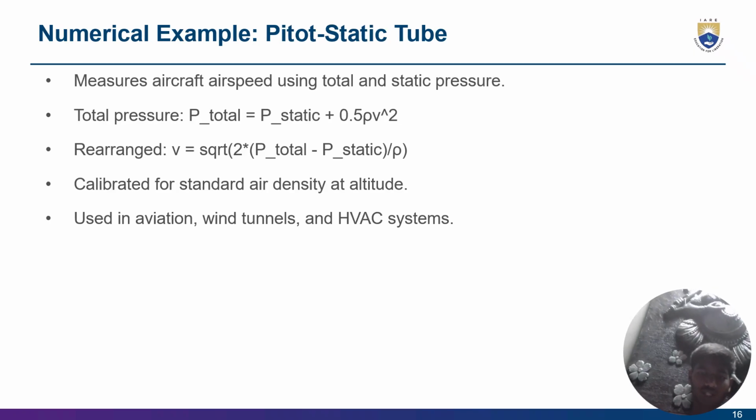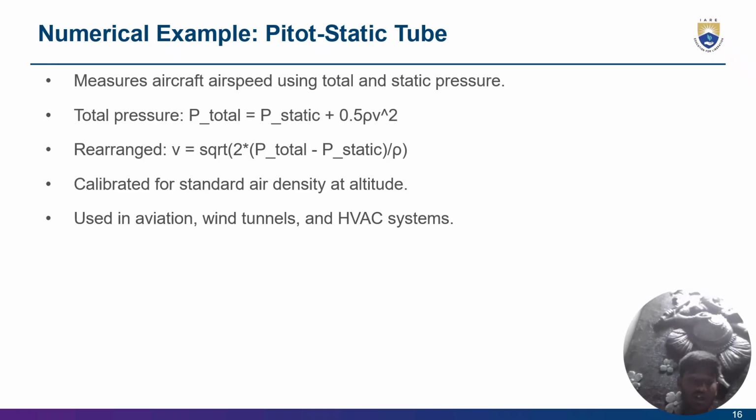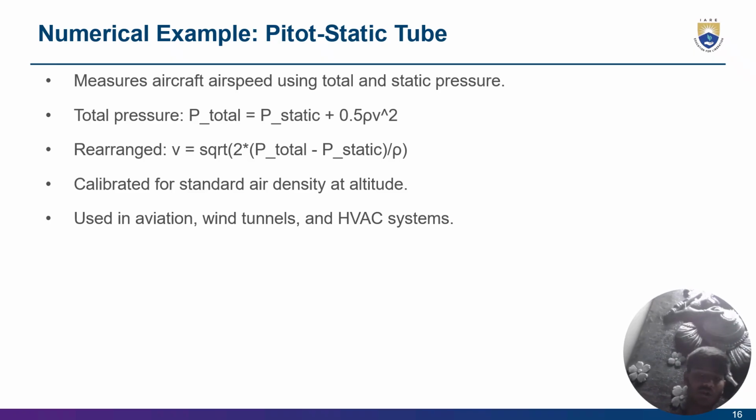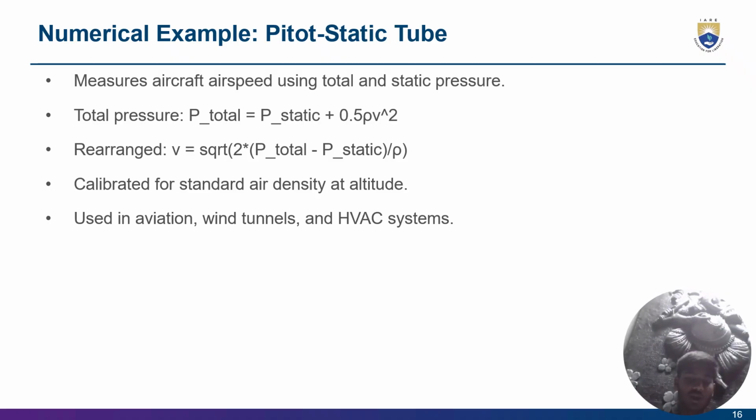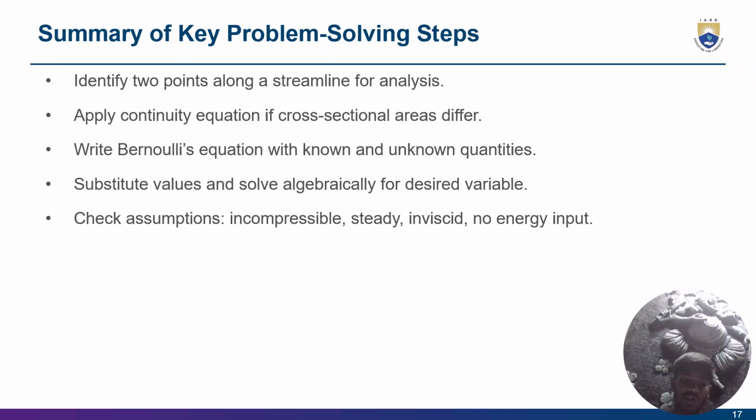Numerical example, static pressure and airspeed. Measure aircraft airspeed using total and static pressure. Total pressure P total equals P static plus 0.5 rho v squared. Rearranged, v equals the square root of 2 times P total minus P static over rho. Calibrated for standard air density at altitude, used in aviation.